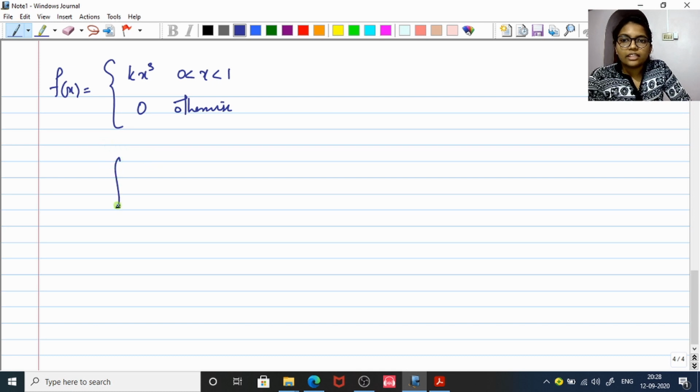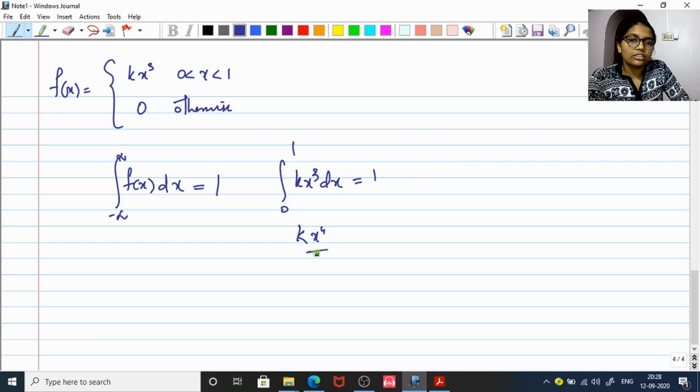As we have said, integral from negative infinity to infinity f of x dx, total probability is going to be 1 and our range is cut short to 0 to 1. So it is like integral from 0 to 1 kx cube dx is equal to 1. Now, k into x raised to 4 by 4 in the limits 0 and 1 is equal to 1. So I have taken k outside being a constant, okay.